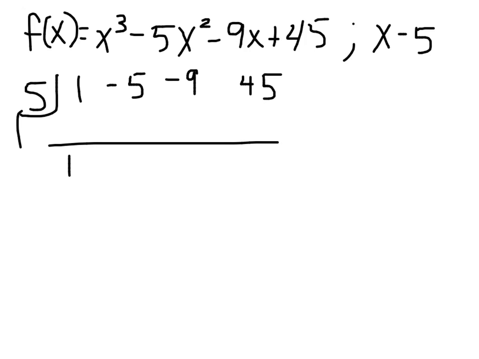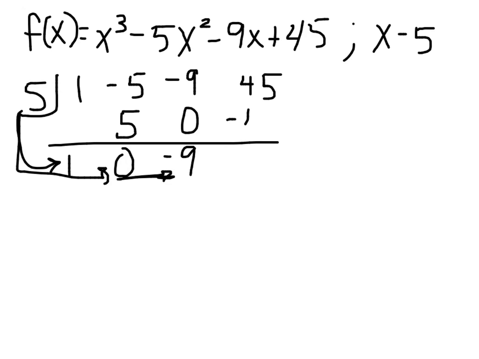Drop the 1. 5 times 1. Add it, I get 0. 5 times 0. 5 times negative 45. Or, yeah, I said the answer. And what number should I get? 0. If they give you one that works, that one should be 0 every time. Unless you screwed up somewhere in the math part, it should be 0.